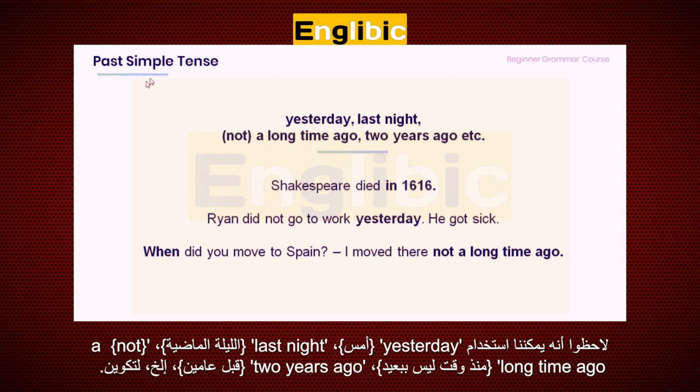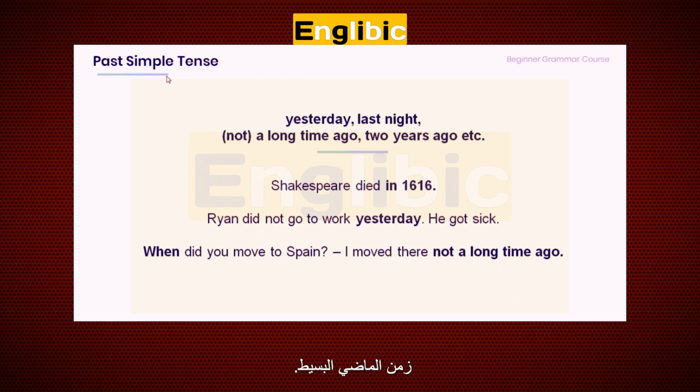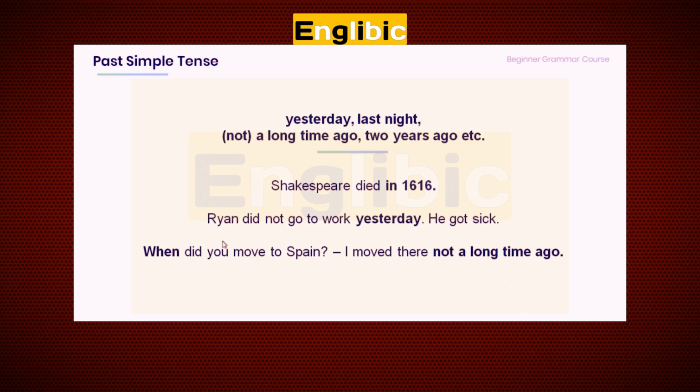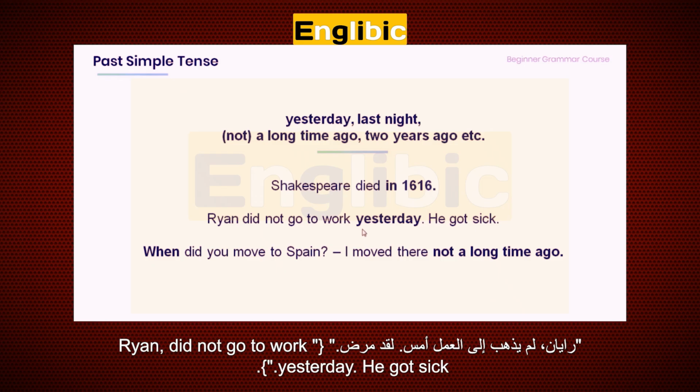Note that we can use yesterday, last night, not a long time ago, 2 years ago, etc. to create the past simple tense. Have a look at the examples below. Shakespeare died in 1616. Ryan did not go to work yesterday. He got sick.